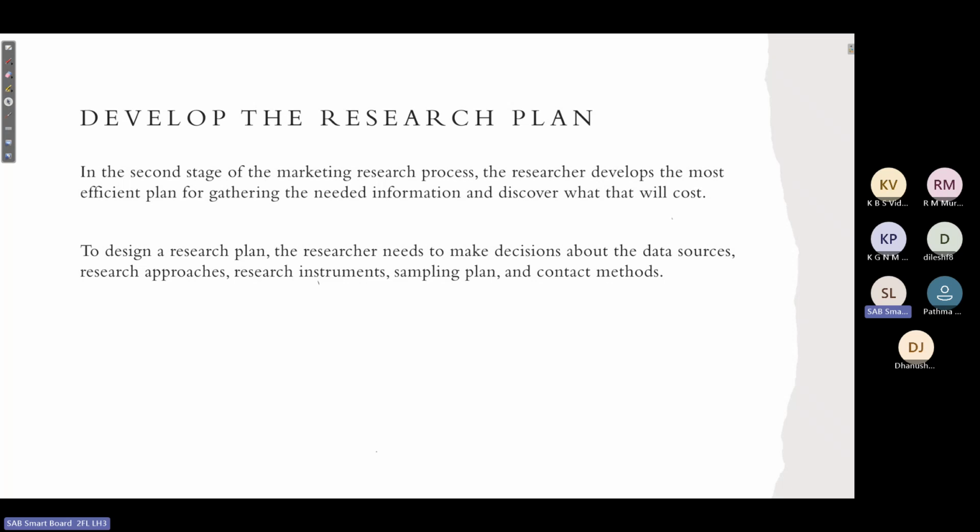Once we define our managerial problem as a research problem, we need to go for a research plan. This basically discusses how we are going to collect information and from whom, and what different mechanisms, tools and techniques we are going to adopt to collect the information from our different respondents. That is mainly discussed under developing the research plan. This is the second stage of the marketing research process. The researcher develops the most efficient plan for gathering the needed information and discovers what that will cost.